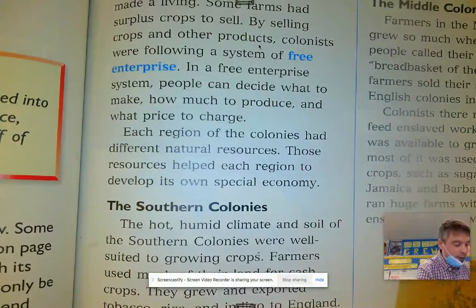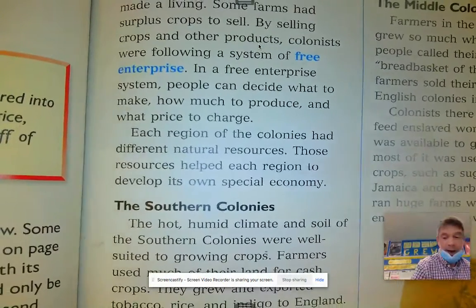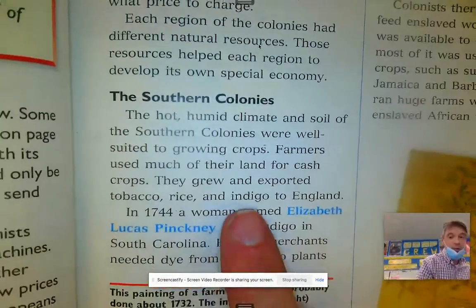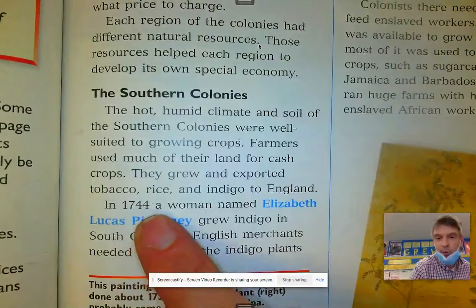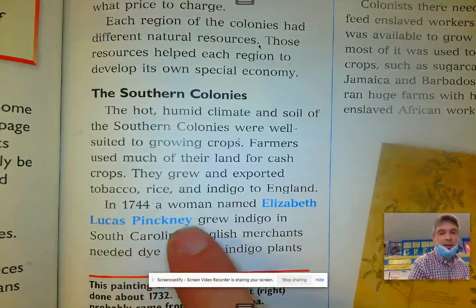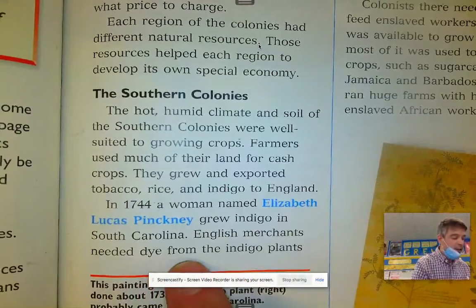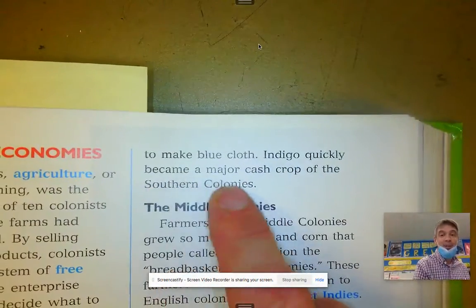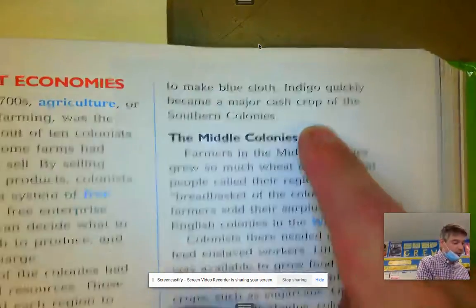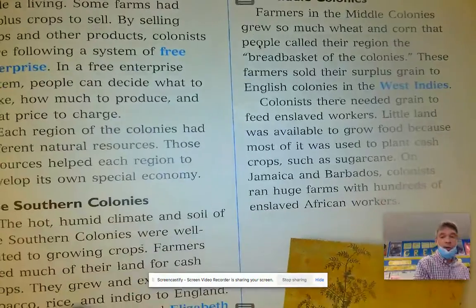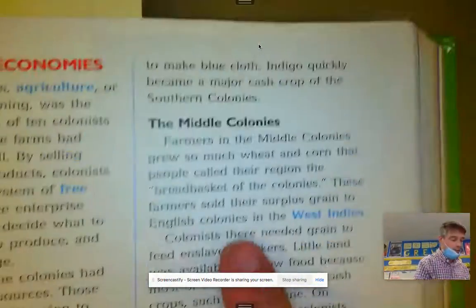Farmers used much of their land for cash crops. They grew and exported tobacco, rice, and indigo to England. In 1744, a woman named Elizabeth Lucas Pinckney grew indigo on South Carolina. English merchants needed dye from the indigo plants to make blue cloth. Indigo quickly became a major cash crop of the southern colonies. So that's telling you some of the things that they grew: tobacco, rice, and indigo.